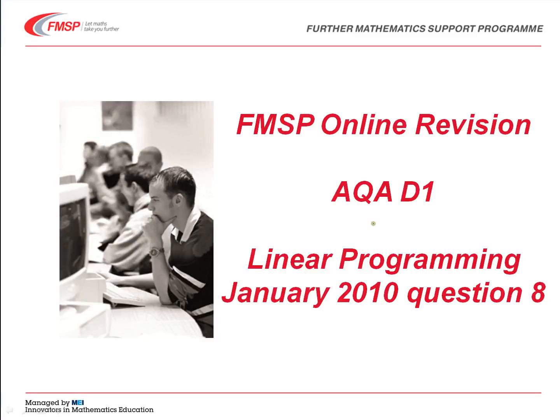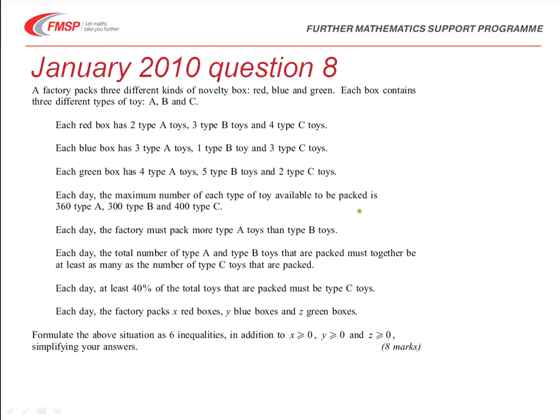Welcome to this online revision session for AQA D1, where we're looking at the January 2010 question 8 on the topic of linear programming. As you can see here, we've been asked to consider a factory which packs three types of boxes: a red, a blue and a green, and each box contains three different types of toys, A, B and C. We've got three statements telling us how many of each type of toy is in each box. We're also told that each day the maximum number of each type of toy available is given.